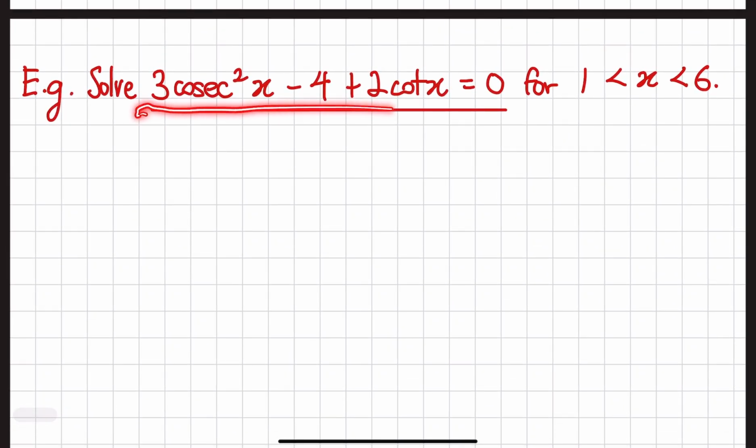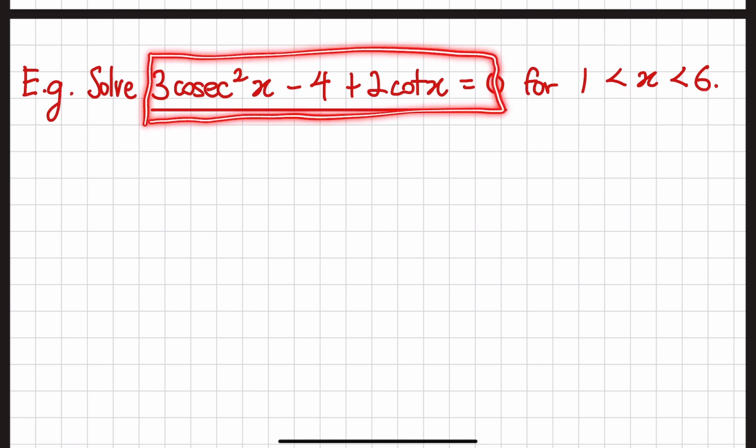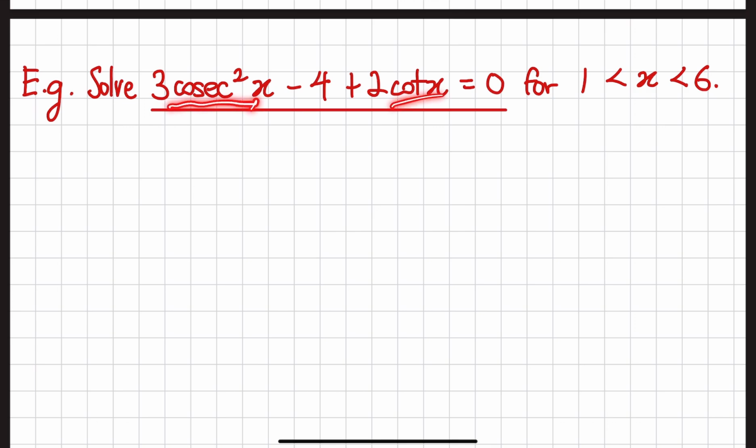Solve this equation here for x between 1 and 6. So if you see that this 1, 6, there's no degree symbol, meaning that this is a question in radian measure. Okay, so over here, if I look at this equation here, we follow the steps. I see a cosecant here and a cotangent here. Therefore, I must first make sure that they are of one Trigo function first.